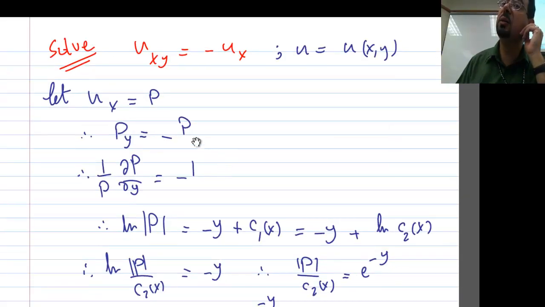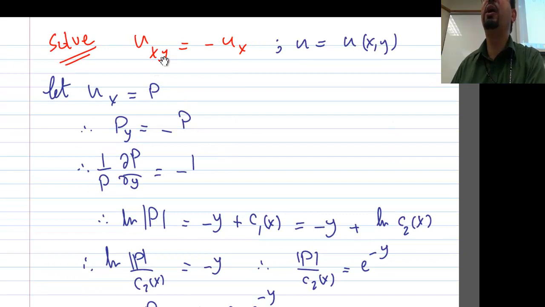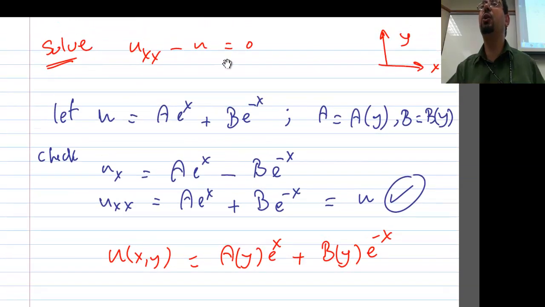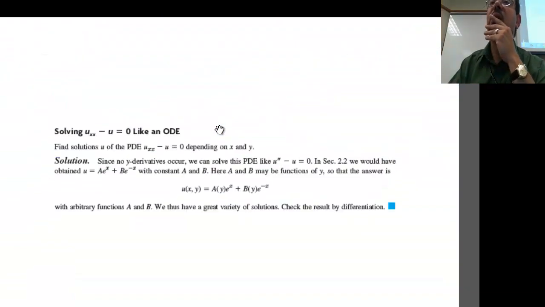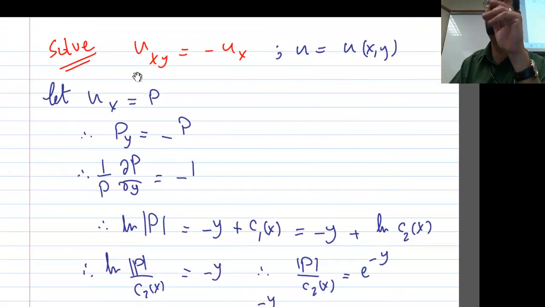And here is another one. Rather than u_xx, now it's u_xy equal to minus u_x, where u is u of x and y. So how can we solve this along the same line? Well, first he wants to turn it into just x's, like this one. You just want to see only x's so that he can write the solution in terms of e to the power x. So he just wants to see one variable.